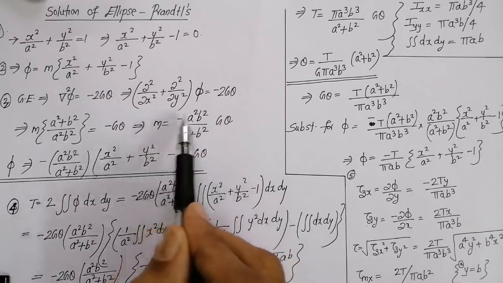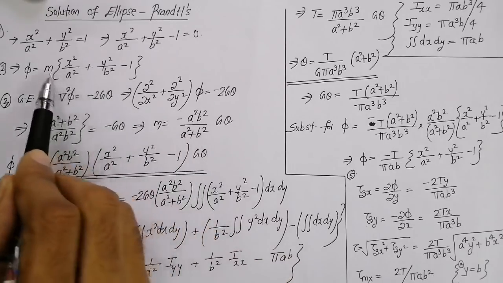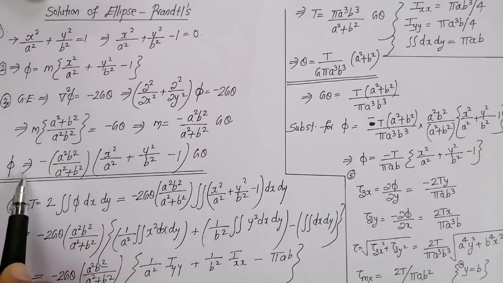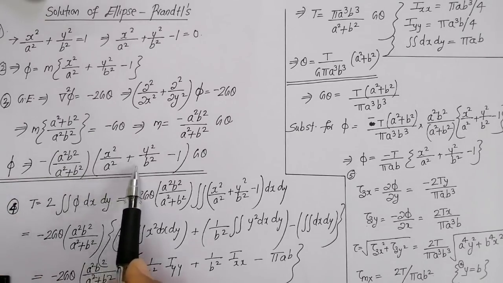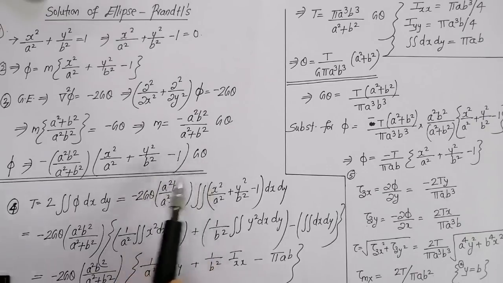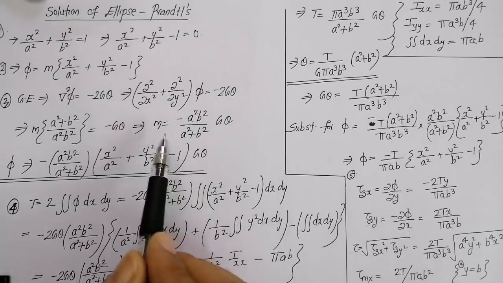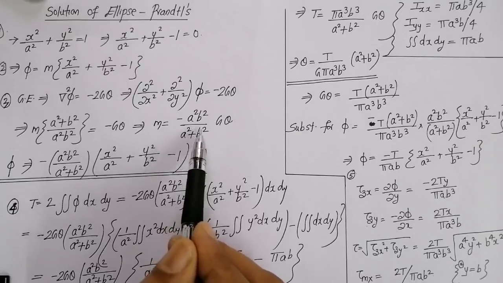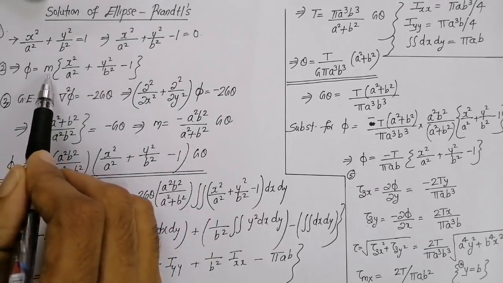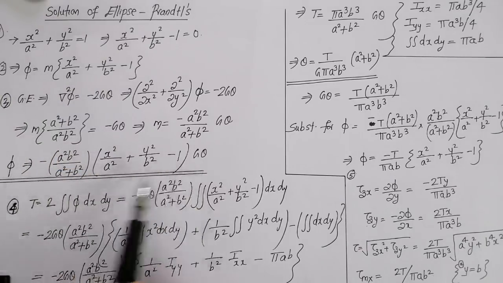So once we obtain the value for m, let us back substitute this value for m in this equation. So phi is equal to this value into x square by a square plus y square by b square minus 1 into g theta. So once you obtain the value for m, you have to substitute this value for m in the equation given here. So after substituting, you will get the equation of phi as this.